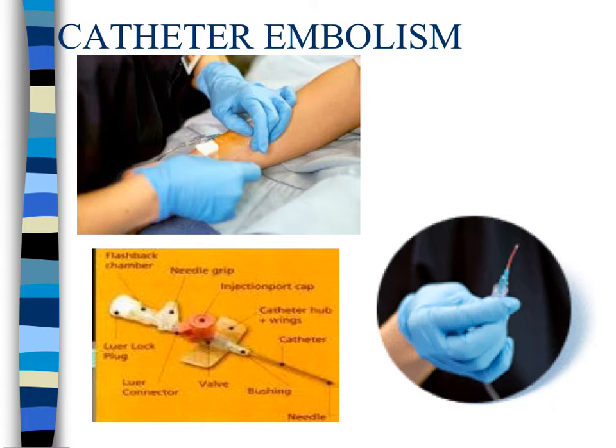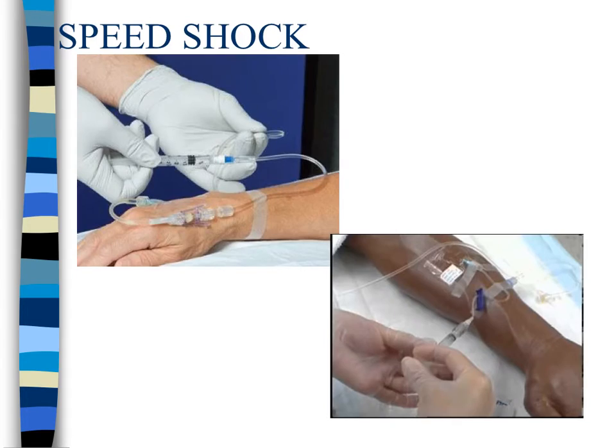Signs and symptoms include sudden vascular collapse with the hallmark symptoms of cyanosis, hypotension, increased venous pressures, and rapid loss of consciousness, respiratory distress, unequal breath sounds, and a weak pulse. This is an emergent situation.